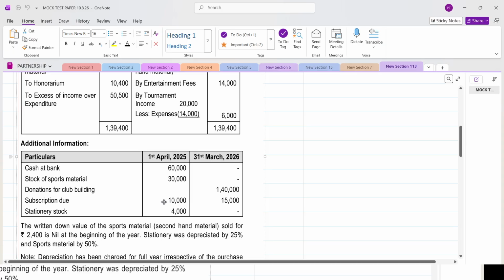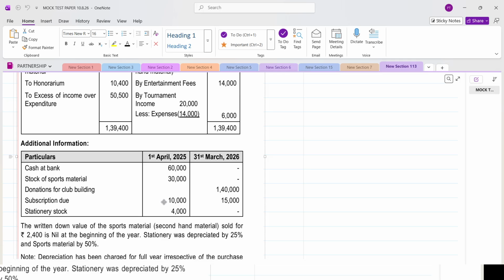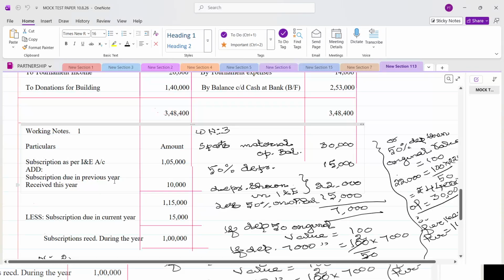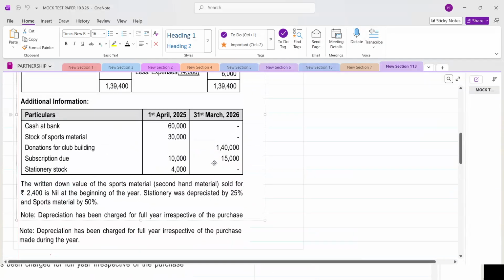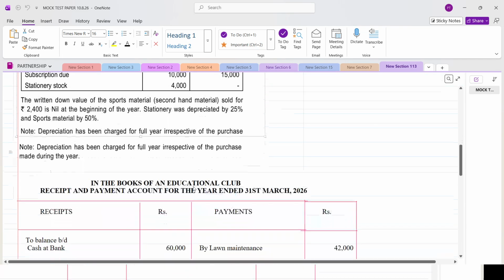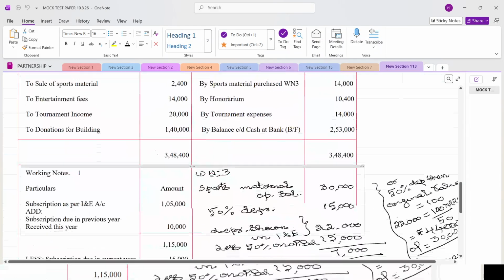So this subscription must have been received. When it comes to receipt and payment account, actual receipt you have to show, isn't it? So you have to add that 10,000 to your subscription. Subscription due in the previous year, received this year, or you can write received in the current year. Okay, so 10,000 we are adding it. And then they are showing one subscription outstanding as on 31st March. This amount has not yet been received, but income and expenditure will take this and show it, because receipt and payment is on the basis of cash basis. Okay, so we have to minus this because this was not received in the current year.